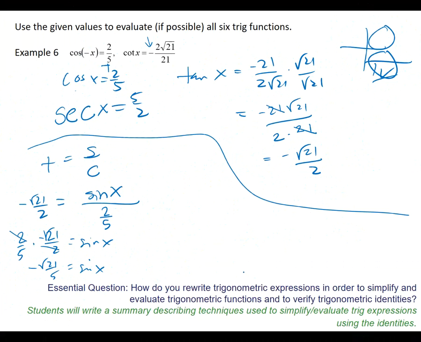Sine x. Again, I could use Pythagorean. I'm showing you another technique, so you've got another thing in your pocket that you can use. And then I get cosecant for free. And the good news is this is the last one.